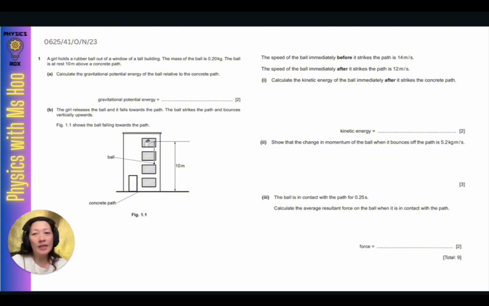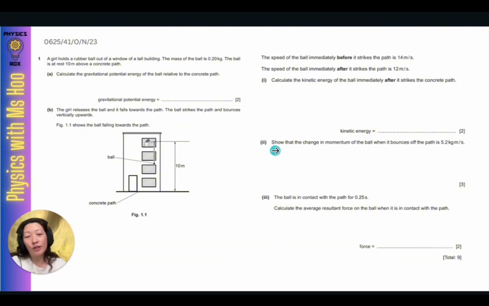So this question is taken from the Winter 2023 paper, variant 1. We have a situation where the girl holds a rubber ball out of a window of a tall building. They give you the mass as well as the position of the ball. So you can see for this question, they ask you to do a lot of calculations. This calculation comes out in 1A, 1B1, as well as 1B3. So you can see that for all the calculation questions, there's a space provided here. This is where you write your final answer to three significant figures with the correct units.